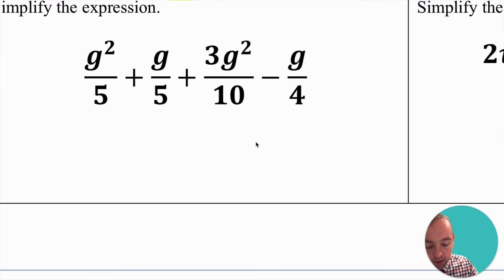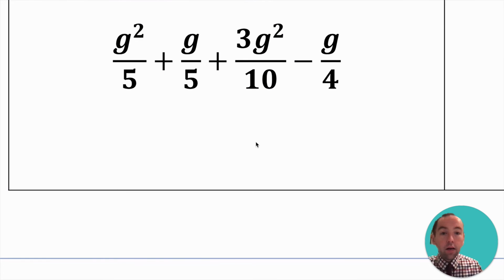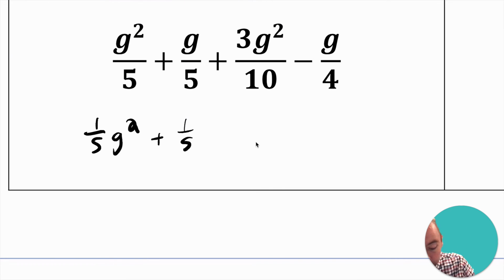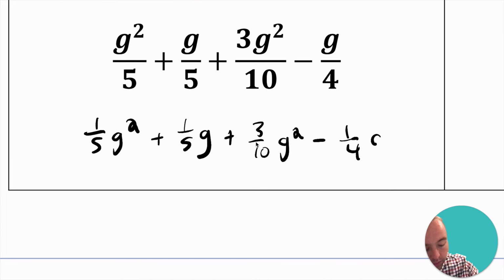All right, so with this guy right here, it does look like you've got some like terms, because this is a g squared term. Now it's just divided by 5. So if you take g squared and you divide it up into 5 equal parts, that's the same thing as 1/5 g squared, of course, right? And then this would be 1/5 as well, but it's 1/5 of g, which is different. And then this is 3/10 of g squared, and then minus 1/4 of g.